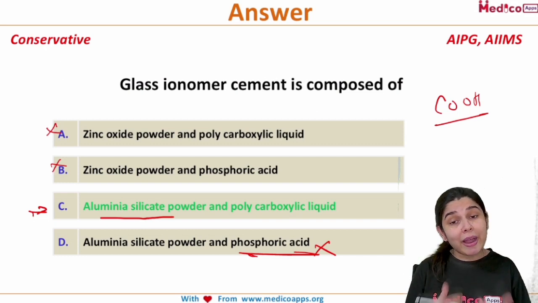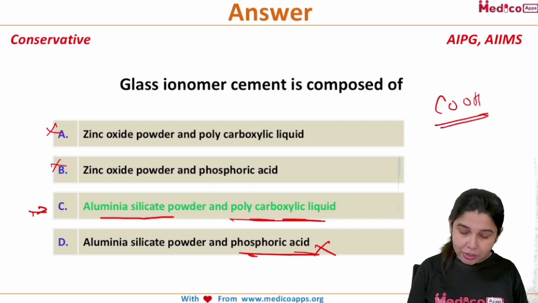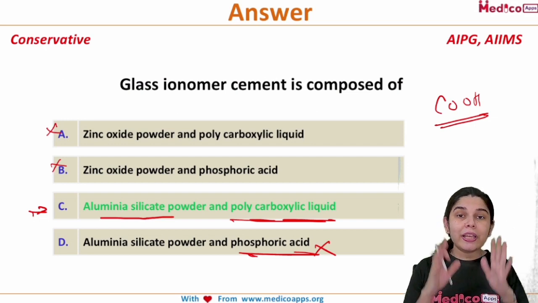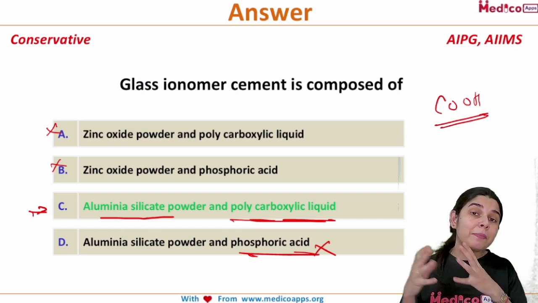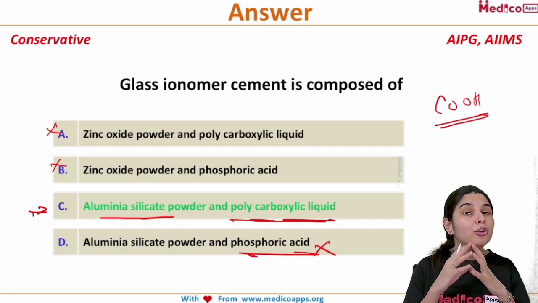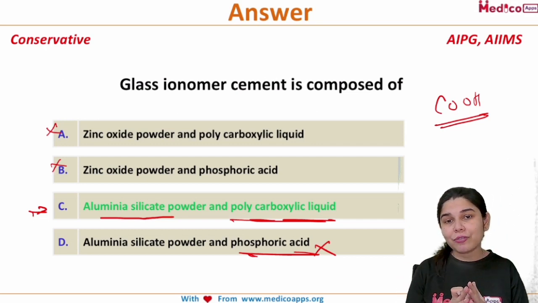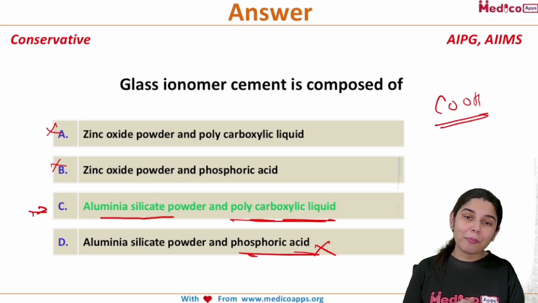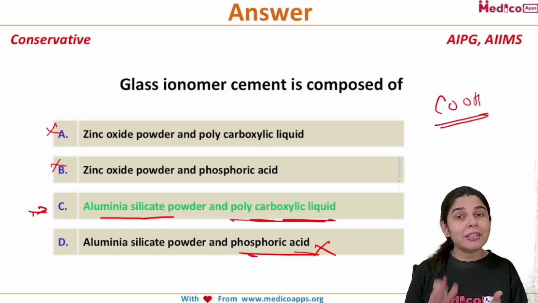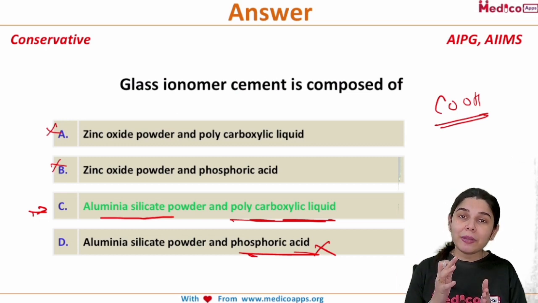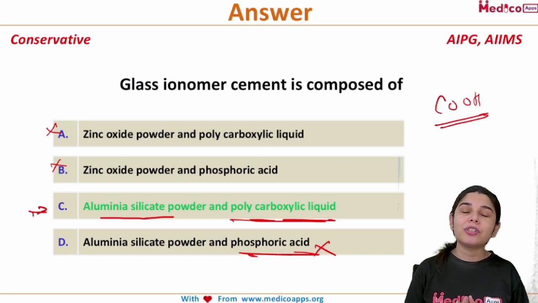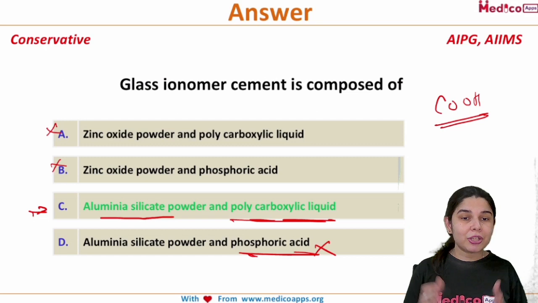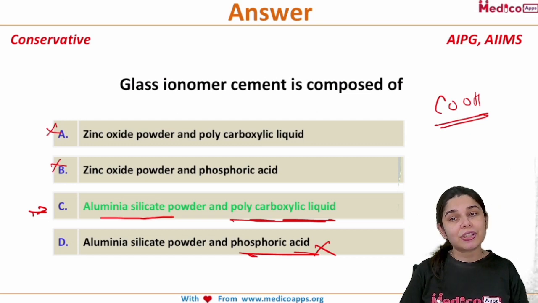Students might get confused with this polycarboxylic liquid option, but don't worry, if you know what all acids can be present in the polyacrylic acid, you will be able to answer the question for glass-ionomer cement composition. So I hope I have made this question clear to you, and you will now be able to resolve such questions and will also remember the composition of GIC for your theoretical examination along with the functions which I have discussed with you.